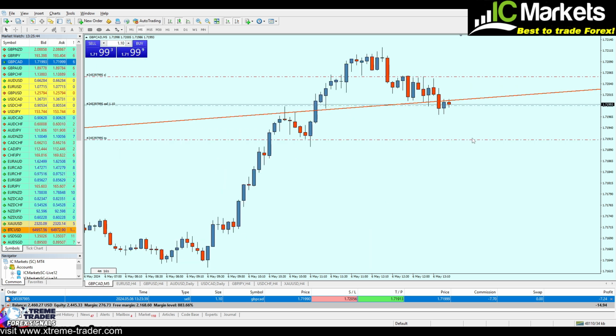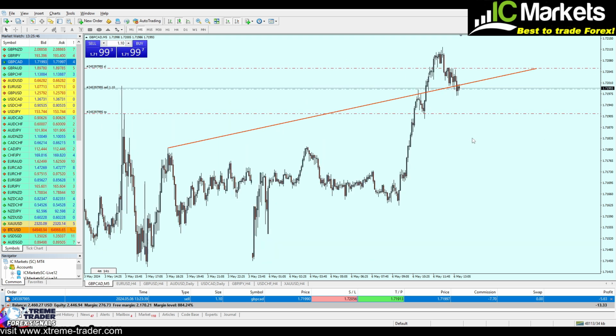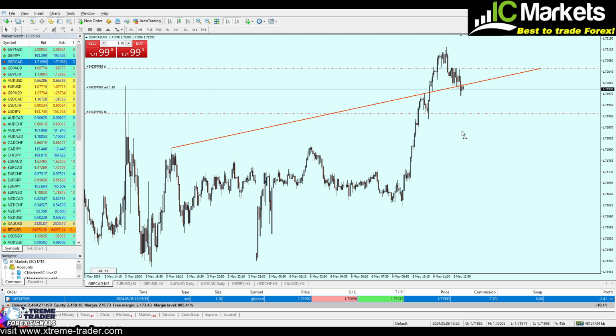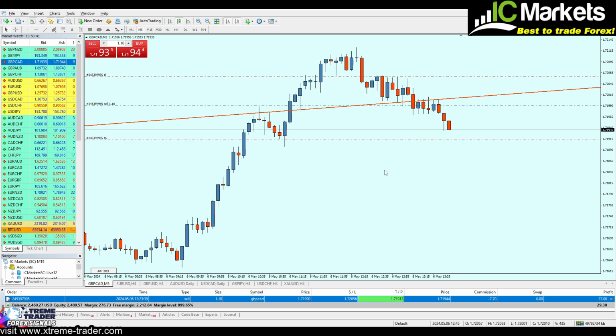Yes, look at that. Now the candle is reversing. The bearish movement seems to be stronger. Let me pause the recording, and I'll be back to you later to show you what will happen with this trade. And as we can see, the trade is going in profit.